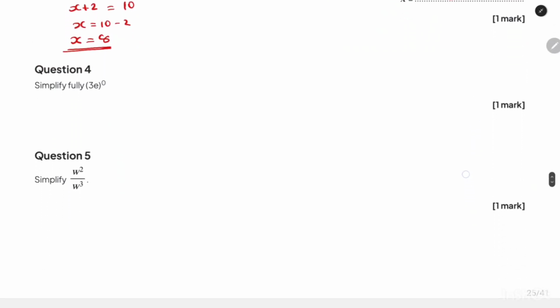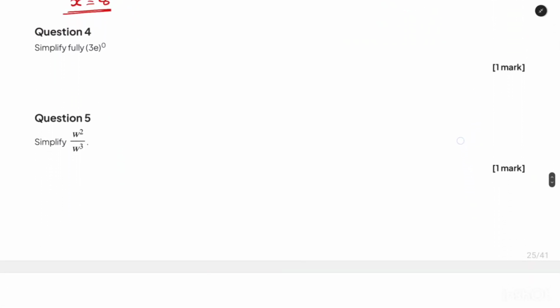Fourth question, 3e whole to the power 0. Now we already know from the indices identities that anything raised to 0 is always 1. So according to that identity, this is also 1.